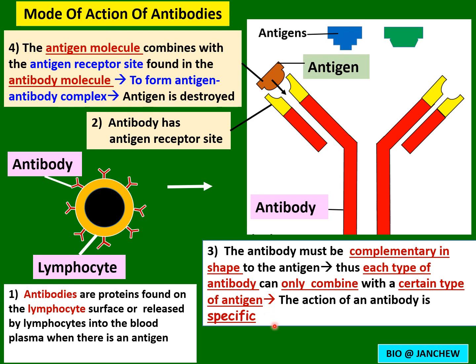All right. Now, lastly, this reminds us of the lock and key hypothesis. The shape of the substrate must match the shape of the active site on the enzyme. So this is a similar example here, where it's something like the lock and key hypothesis, where the shape of the antibody must be complementary to the shape of the antigen before the action of the antibody can occur.